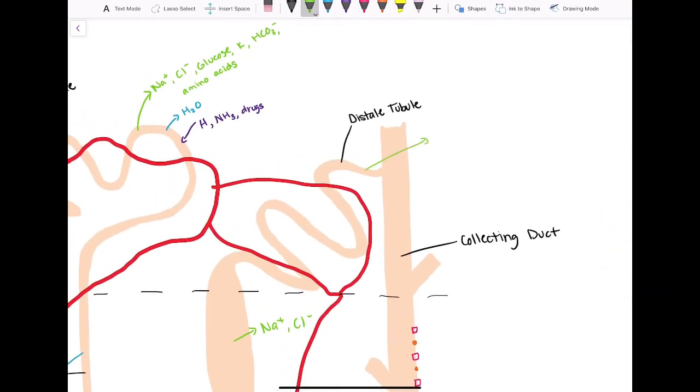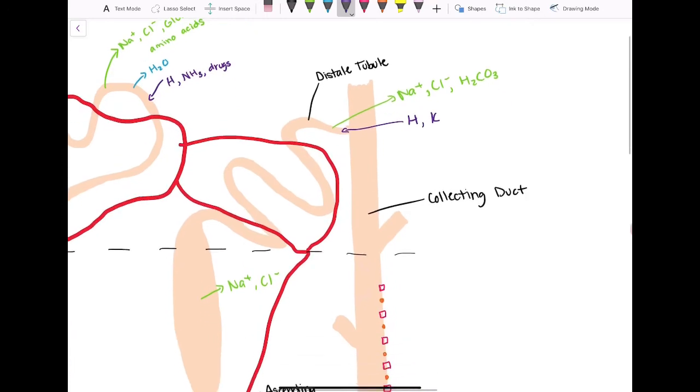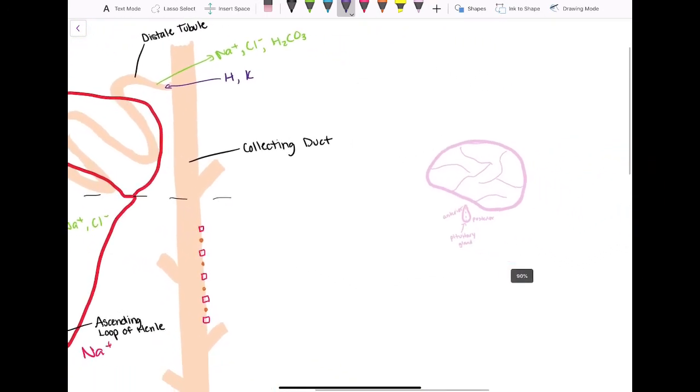The filtrate moves through the distal tubule where sodium, chloride, and carbonic acid are actively reabsorbed into the bloodstream. Hydrogen and potassium are secreted back into the tubule to help regulate pH. The filtrate then moves through the collecting duct.